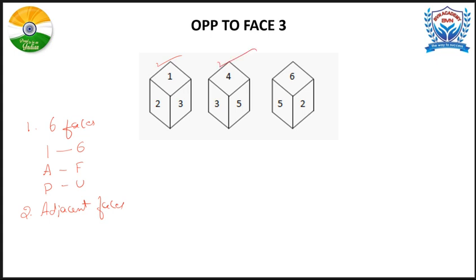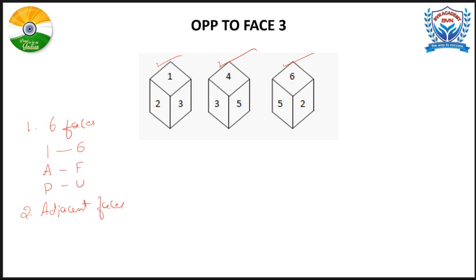Same way in the second, if you see 3, 4, 5 are appearing together, that means to say 3 is adjacent to 4, 4 is adjacent to 5, 5 is adjacent to 3. Same way in the third, 6, 5, 2 are appearing together. 6, 5, 2 are adjacent to each other. 6 is adjacent to 5, 5 is adjacent to 2, and 2 is adjacent to 6.